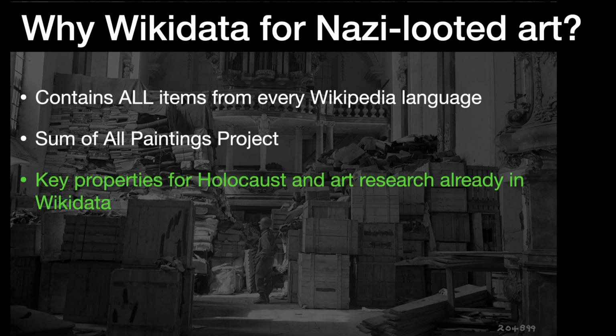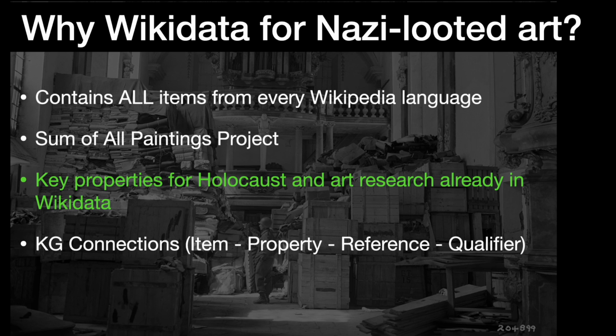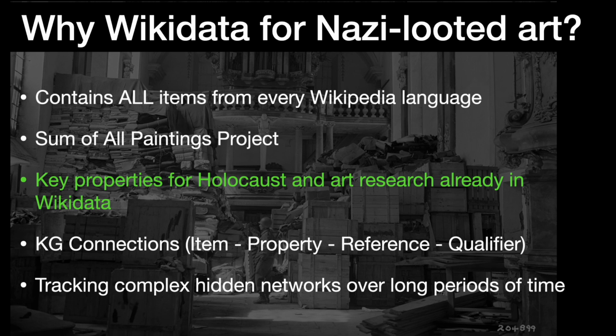People have been adding key properties for Holocaust and art research in Wikidata, and it now has a fabulous library of these external identifiers that connect out to other databases with additional information. This graph structure is absolutely ideal for tracking complex hidden networks over long periods of time.